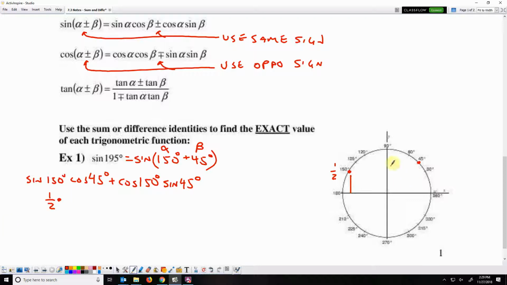Cosine at 45, cosine is an x value, and that is the second position to the right, which is root 2 over 2. Then cosine at 150, the x value at 150, that's the third position to the left, which is negative root 3 over 2. And then sine 45, so we've already found cosine at 45, it's root 2 over 2. Sine is the y value, it is the second position up, which is root 2 over 2.